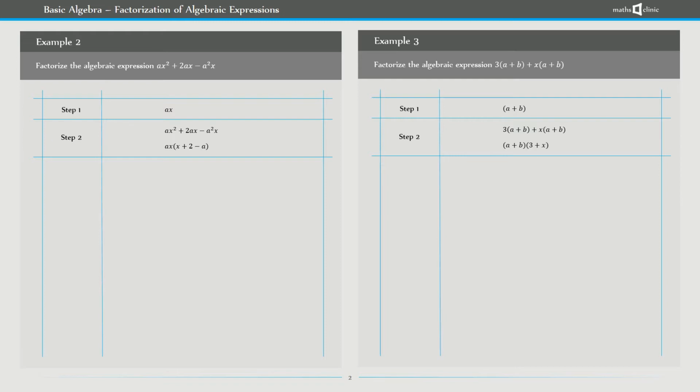Then what you simply do is factorize using a plus b. Once you divide 3 times a plus b by a plus b, you have 3, and when you divide x times a plus b by a plus b, you end up with x, and you end up with a final expression, a plus b multiplying 3 plus x. Very, very simple, very straightforward. I think we can move on.